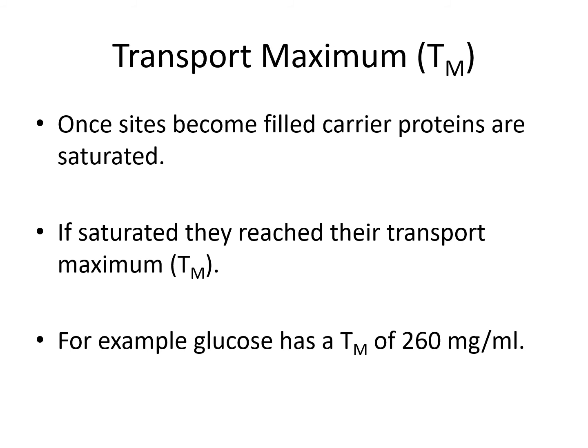Every substance has its own unique transport maximum. For example, glucose has a transport maximum of 260 milligrams per milliliter. Okay, beyond this concentration, it's not going to be able to transport anymore, and maybe you might have glucose in your urine then.